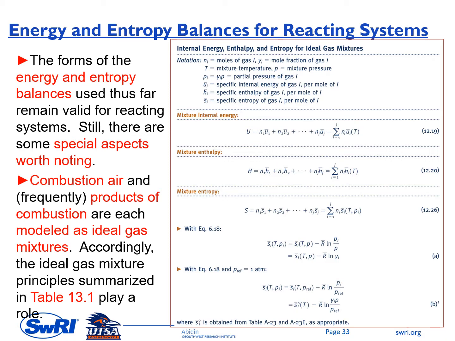So for example, n will represent the moles of gas, and i is for gas i, and then y_i will be the mole fraction of gas i, and then T is temperature, p is pressure, and then we have p_i as the partial pressure of gas i. This equals the mole fraction of gas i times the mixture pressure. And then we have u, h, and s to represent specific internal energy, specific enthalpy, and specific entropy.